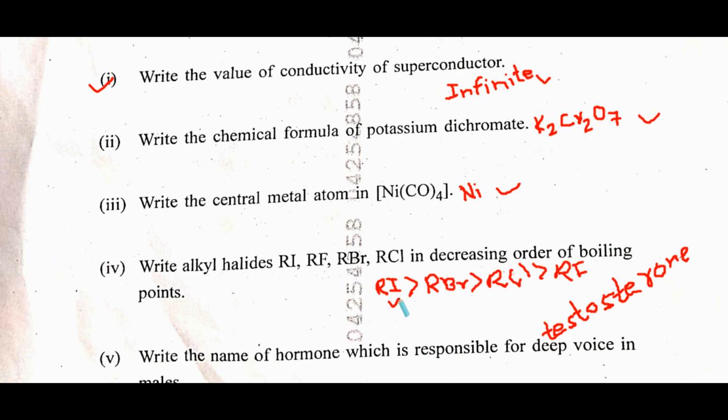Write alkyl halides RI, RF, RBr, RCl in decreasing order of the boiling points. This is RI, alkyl iodide, then alkyl bromide, then alkyl chloride, then alkyl fluoride. It is a decreasing order of boiling points. Write the name of hormone which is responsible for deep voice in the males. It is testosterone hormone.